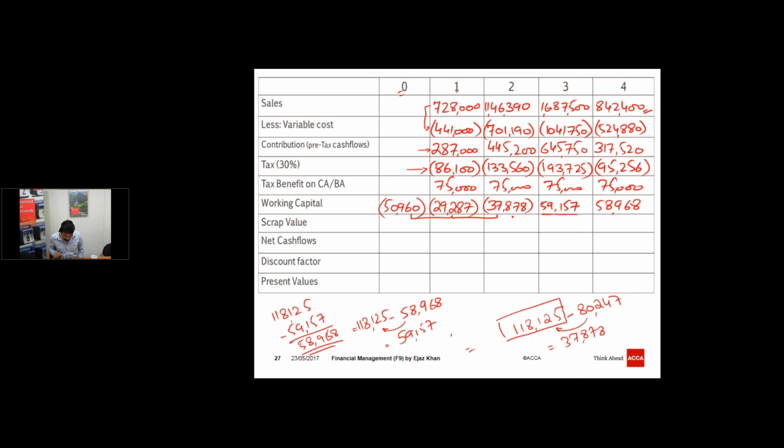Zirek, it's positive in year three because the required working capital is less than the amount already invested in the business. So we have to recover the working capital rather than investing it further.